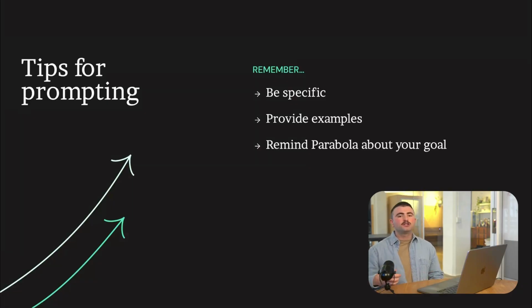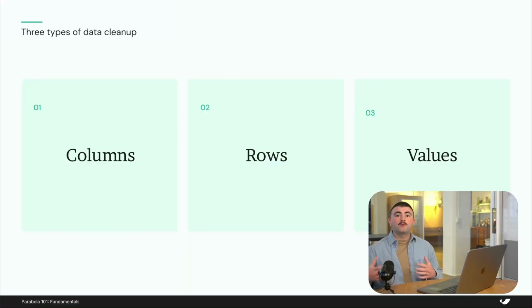Finally, I'd encourage you to remind Parabola about your ultimate goal when you're providing prompts. When Parabola knows what you're ultimately trying to accomplish, it can come up with recommendations and maybe different ways of achieving the same thing more efficiently to ultimately get you to that same place in the end. Now that we understand the three different types of data cleanup, let's jump into the product to put some of these prompting tips to action.